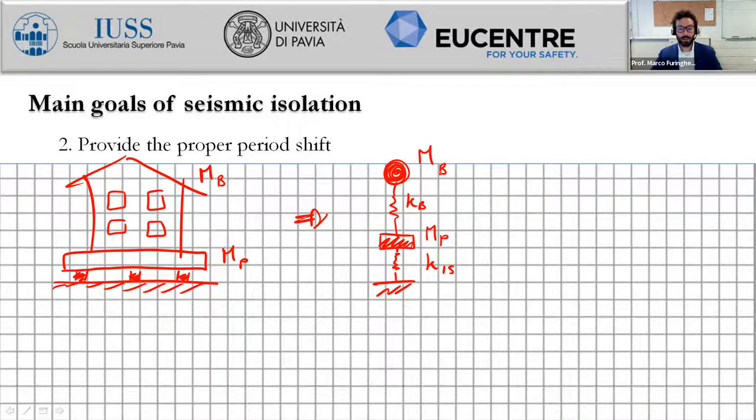Okay, so if we neglect the effect of the mass of the plate, what we obtain is just a series of two springs. So let's consider MB much greater than MP. What we get is something like that: the first spring, K isolation, then the connection point between the two springs, and then the other spring, which is related to the building, and then the mass of the building.